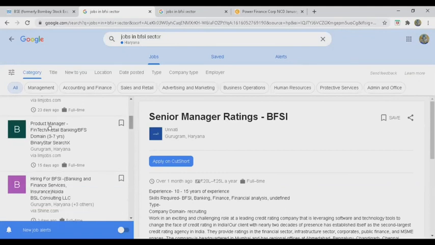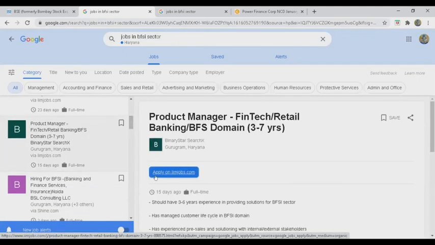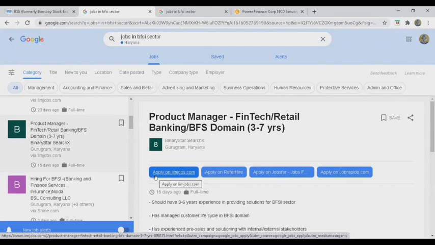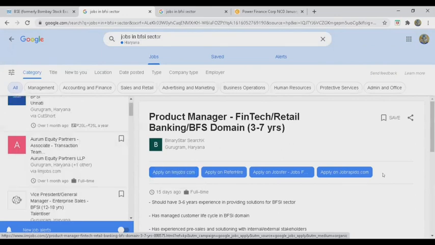Okay, product manager, fintech, retail banking. So this is in particular the banking sector. Product manager with 3 to 7 years of experience is what they have. This job profile is in Gurgaon, which is quite a happening place.